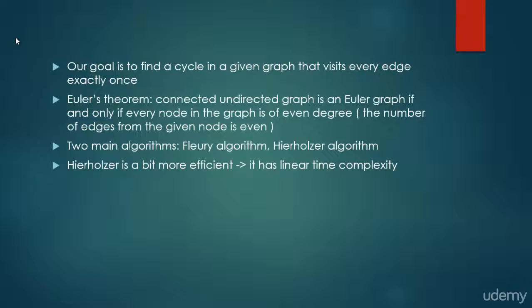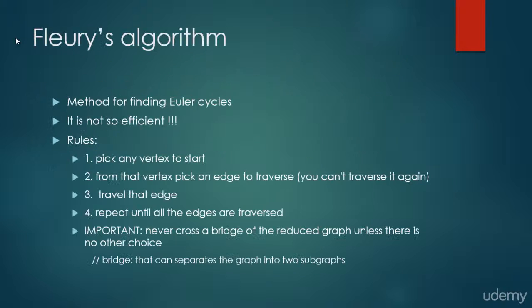And there are two main algorithms, the so-called Fleury algorithm and the Hierholzer algorithm. And Hierholzer is a bit more efficient. It has a linear time complexity, so we can decide and we can find the Euler cycle in linear time, which is very, very good.